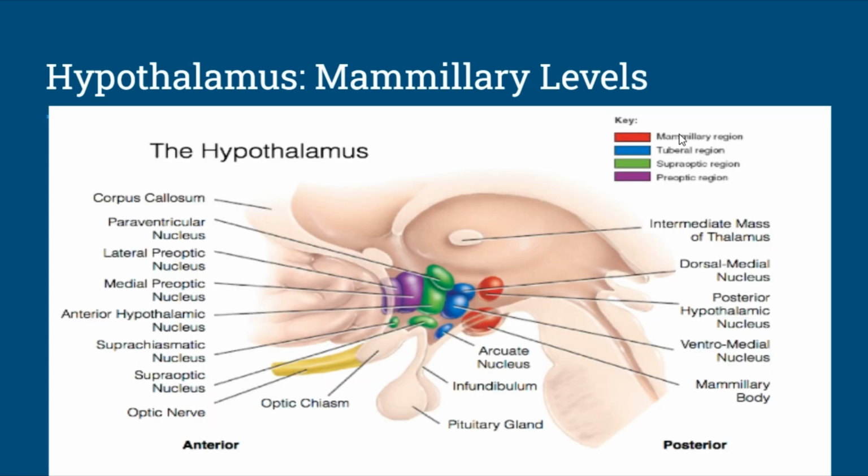So the final one is the mammillary region. So look at the most posterior part. Then we have the posterior hypothalamic nucleus and the mammillary body right there.